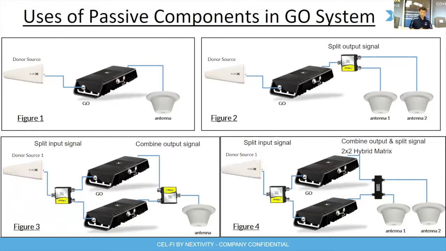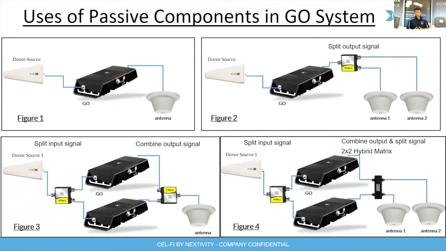So the question comes in, what happens if I want to split the output port of the GO system into 2 to support multiple external antennas, right? If you take a look at figure 2, I can actually use a two-way splitter as we discussed previously. The output of my GO system can come into the input of the two-way splitter, and then each output port of the splitter can connect to an external antenna, as shown in figure 2.